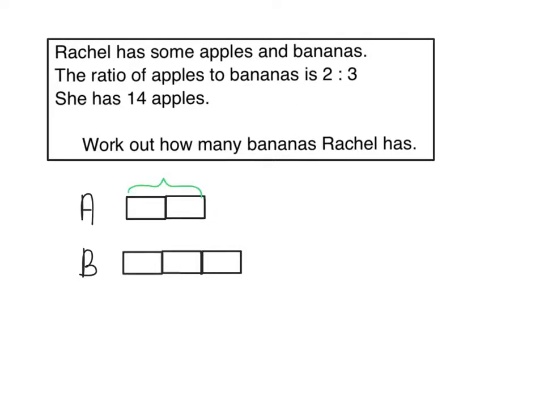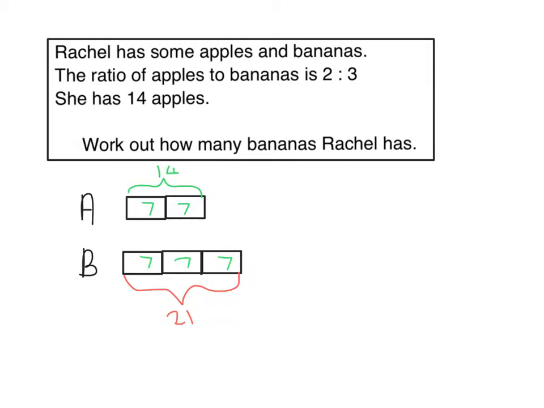So all of this is 14, which means there's 7 in each, because 14 divided by 2 is 7. All the boxes are the same size, so there's going to be 7 in each of those here as well, which means that the total for bananas is 21. That's the bar modelling way of doing it.